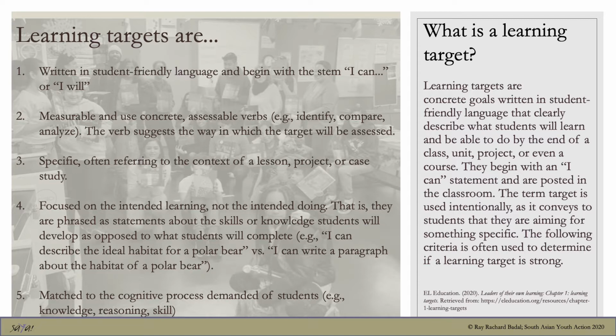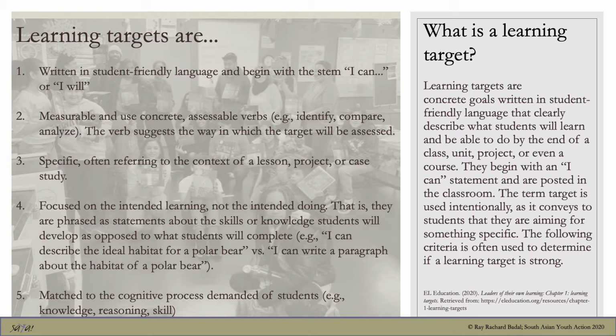So what will students be learning, not what will they be completing. That is, they are phrased as statements about the skills or knowledge students will develop as opposed to what students will complete. So here's a prime example. Number 1, I can describe the ideal habitat for a polar bear versus number 2, I can write a paragraph about the habitat of a polar bear. Looking at those 2 learning targets, which one do you think is the correct choice?